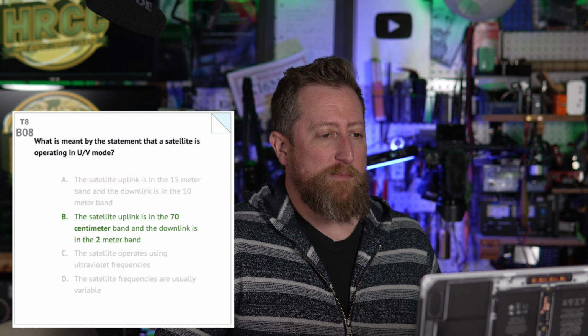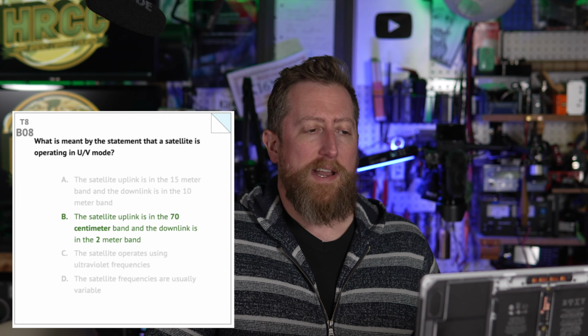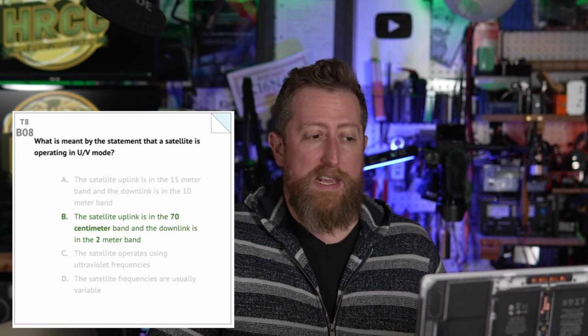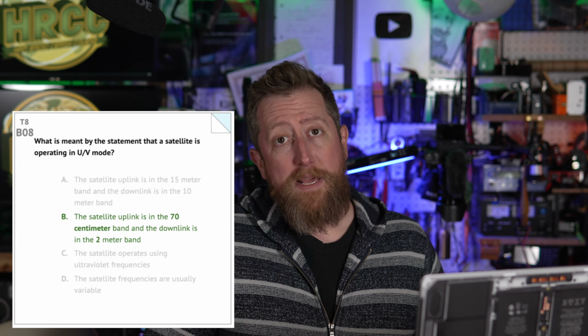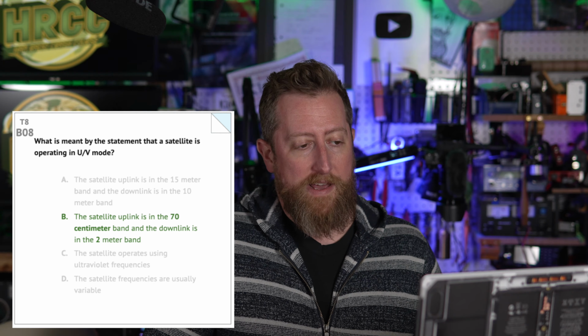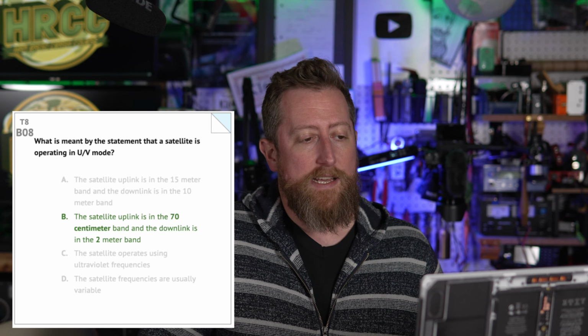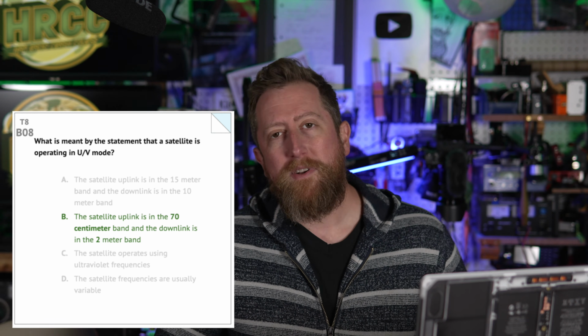Bravo 07, what is Doppler shift in reference to satellite communications? And the answer is C, an observed change in signal frequency caused by relative motion between the satellites and Earth station. Bravo 08, what is meant by the statement that a satellite is operating in the U-V mode? And it's B. The satellite uplink is in the 70 centimeter band, and the downlink is in the 2 meter band. So what are they saying there?